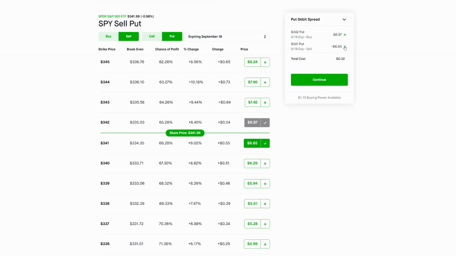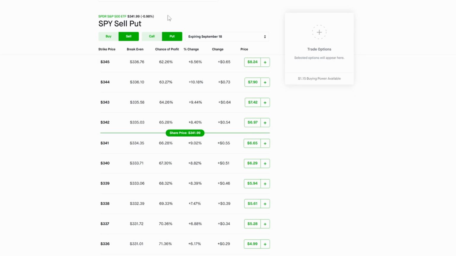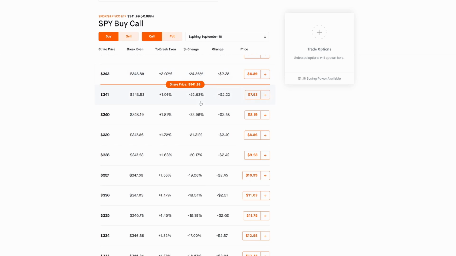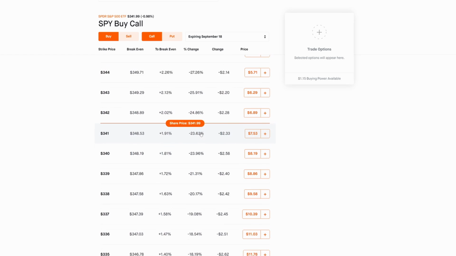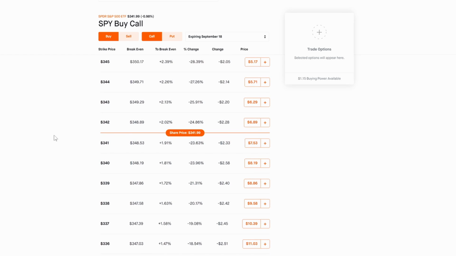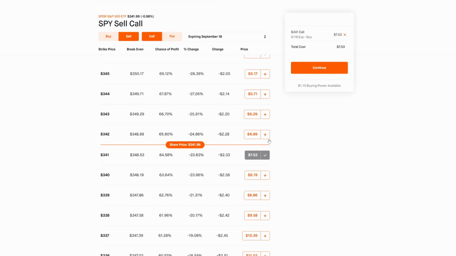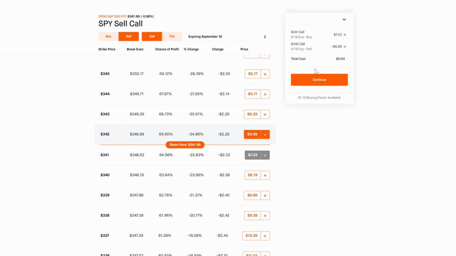Now let's create a debit call spread. To create a debit call spread, you select buy and select call and select the expiration date you want the option to expire. Then remember you want the strike price to be slightly in the money or at the money. So a strike price that is slightly in the money would be the 341. So you would buy the 341, then you select sell and sell the 342, and you would create something called the call debit spread.